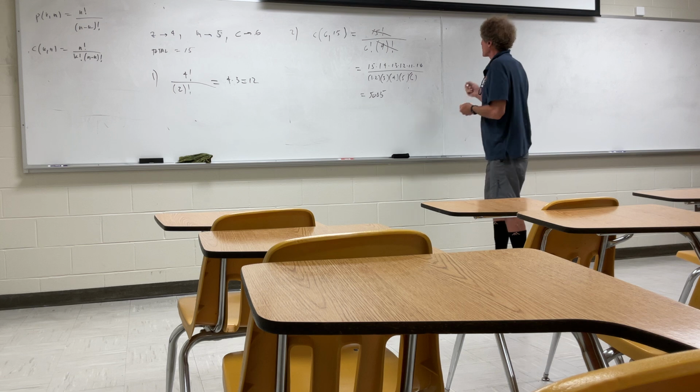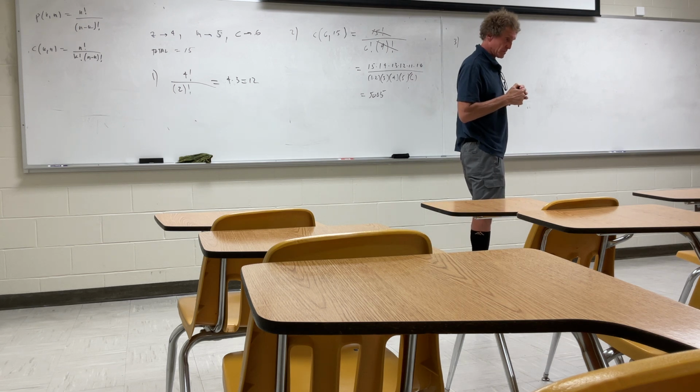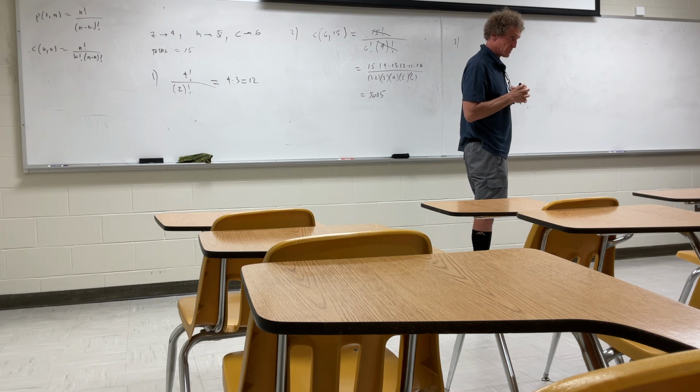All right, part 3 is what? If 6 bottles are randomly selected, how many ways are there to obtain 2 bottles of each variety?